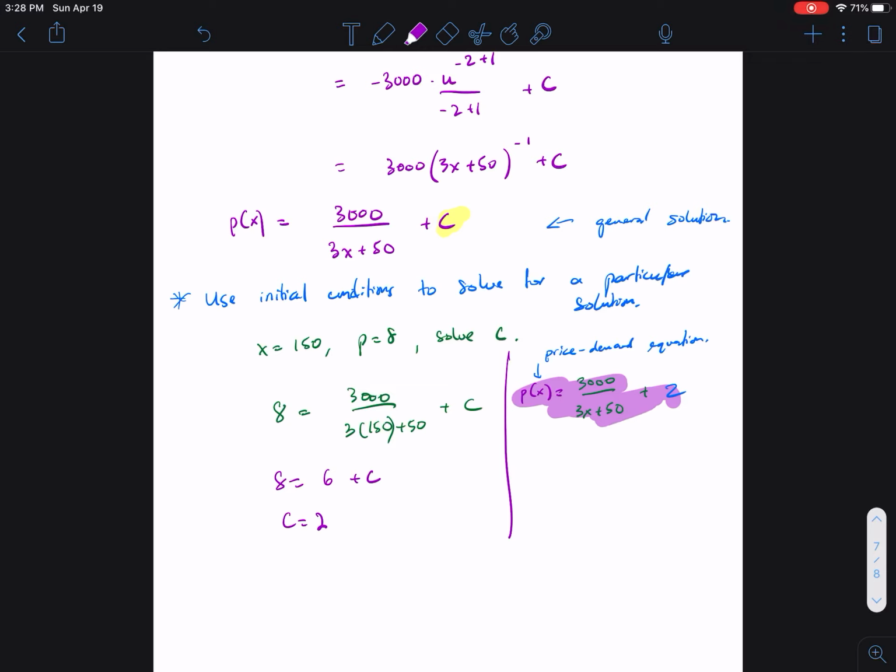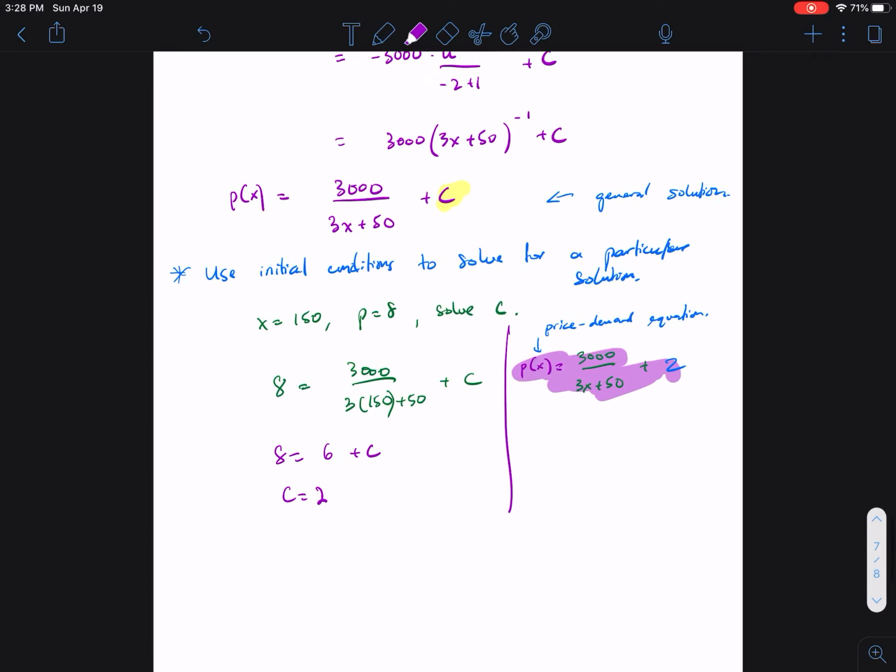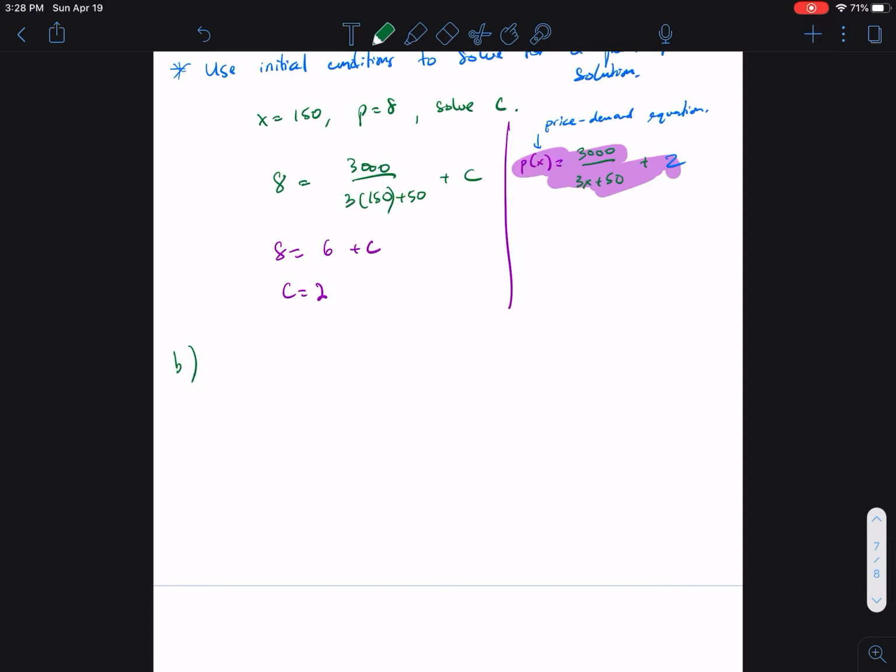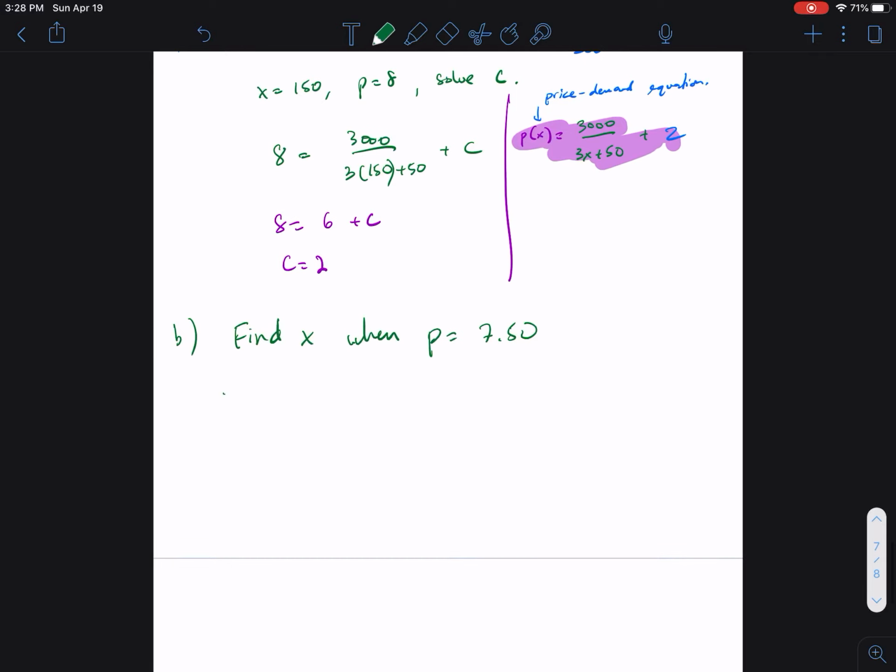We can plug in a certain demand to find a certain price, or plug in a certain price and solve for the demand level. Okay, so that's going to be part B. So part B, we're asking to find x, the demand level when the price is $7.50 per bottle. So let's do it. That means $7.50 equals 3000 over 3x plus 50 plus 2. We're going to solve for x.